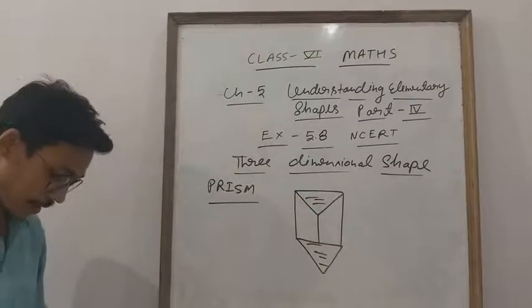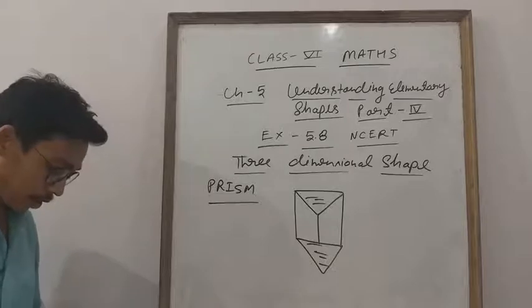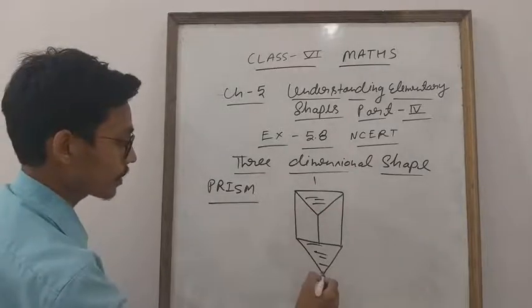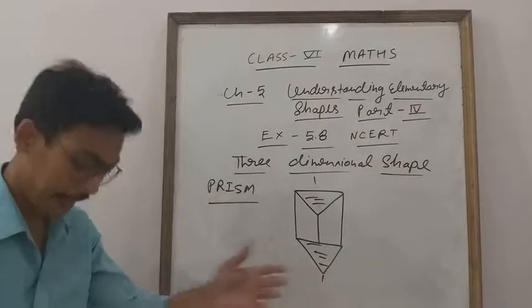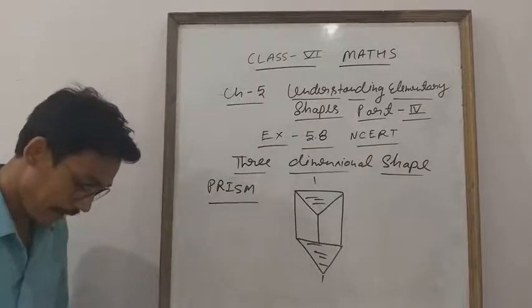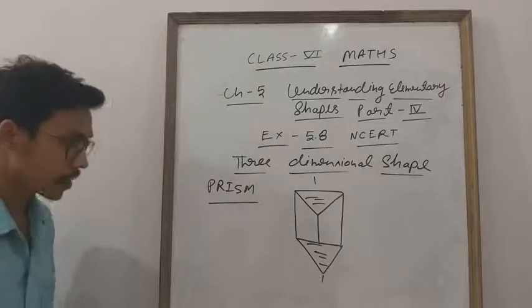Look at the prism: two identical tops. This is also a top, this is also a top. Clear everyone? These two identical tops, this is known as a prism. And this triangular prism has 5 faces, 9 edges, and 6 vertices.